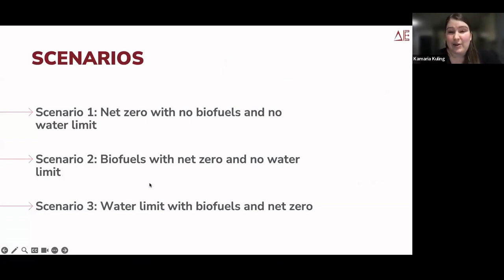And then the second scenario has that emissions limit as well. All of the scenarios do. So that's kind of our baseline. The second scenario has now the biofuels and BECCS. And then the last option still has the biofuels, still has the net zero emissions limit, but it also has a limit on the agricultural water use allowed. And I think generally I'll call these the first is the net zero scenario or baseline, scenario 2 is biofuels, and then scenario 3 is water limit.